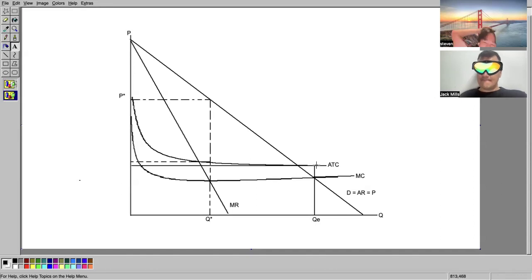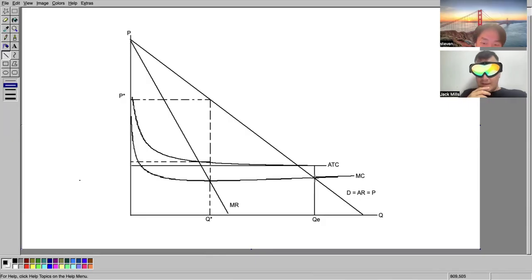Is it ATC? No. What is the price? You go to QE and the price would be demand. It's whatever the demand curve is, right? It's the maximum willingness to pay, so that's along the demand curve. So go to QE and follow it up to the demand curve and then go straight across. And that's your price.